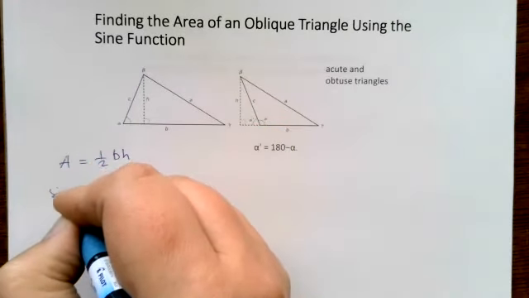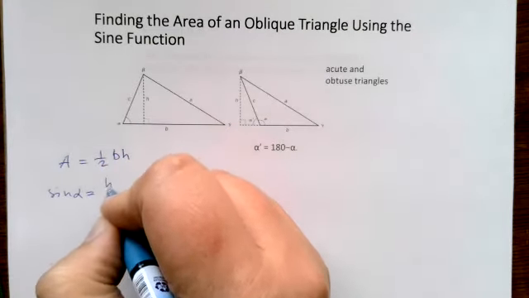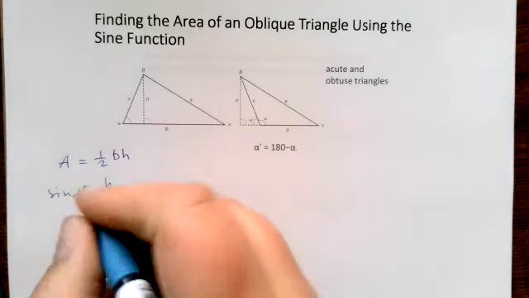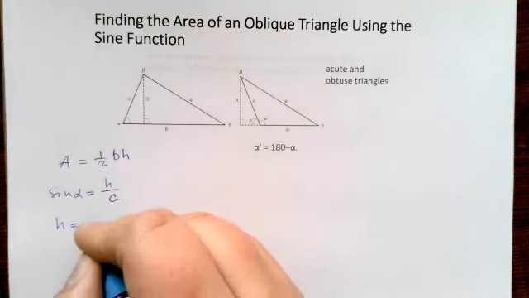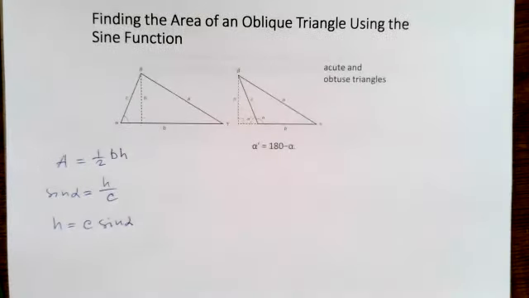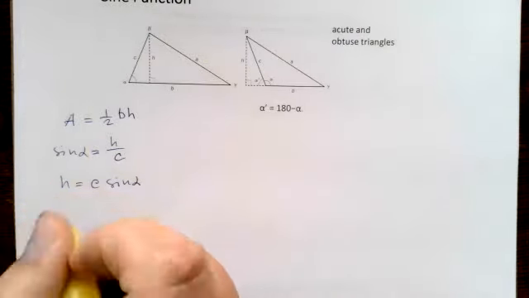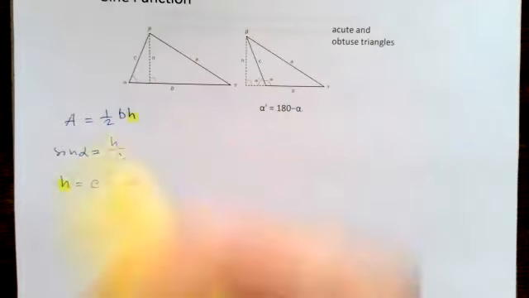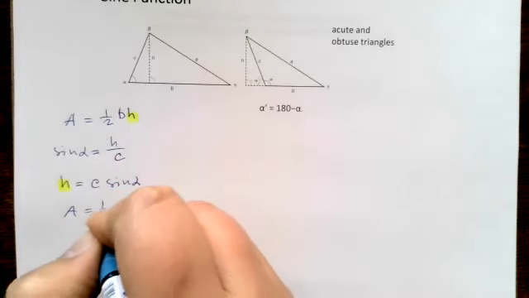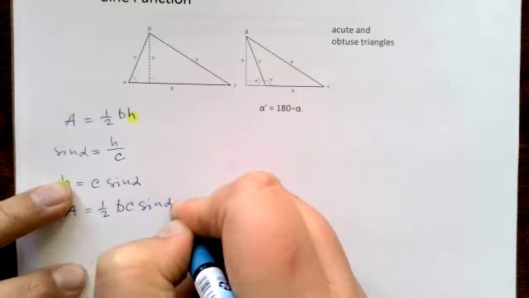So sine alpha is h over c. Now if we solve this for h, we're going to have h equals c times sine alpha. Now if we plug in that value for h into the formula, what do we have? We have A equals 1/2 b times c times sine alpha.